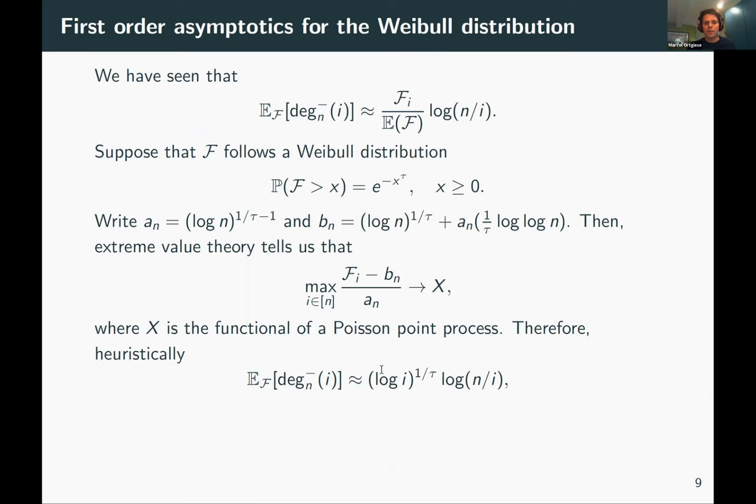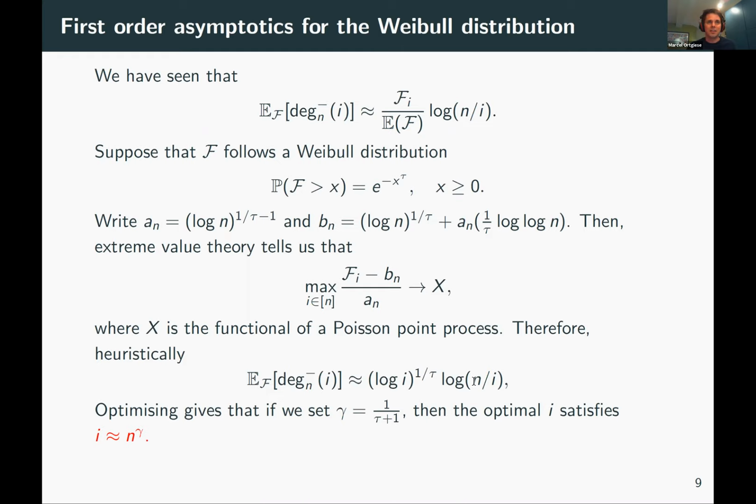And then I just have log n over i. This expression I can obviously quickly optimize in i: you just find the derivative, set it equal to zero, and I get that the optimal i is of order n^γ, where γ is 1/(τ+1). Okay, so that tells you that in this viable case, you have a non-trivial competition between coming in not too early, so you've got high fitness, but also not too late, so that you have some time to grow and attract lots of vertices.